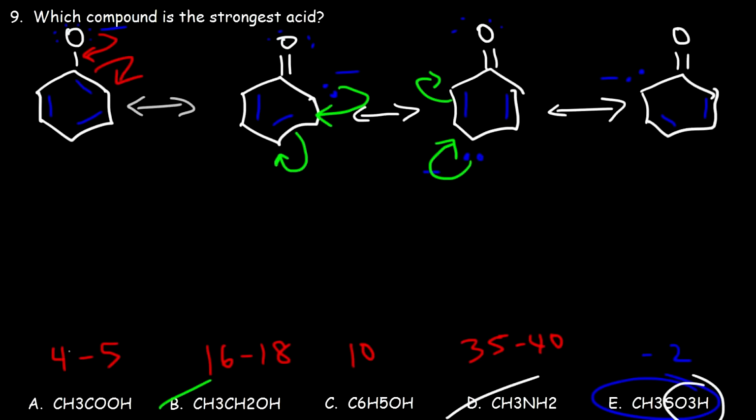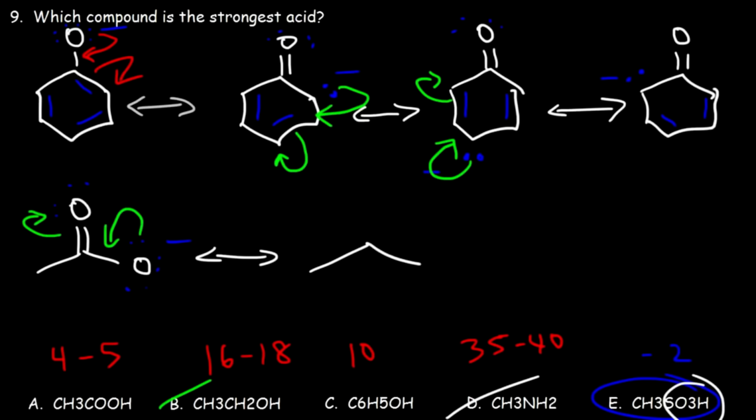Now let's draw the conjugate base of acetic acid, which is known as acetate. And let's draw the resonance form. To draw the conjugate base, all you need to do is take off the hydrogen. Now this negative charge can move to the other oxygen atom, giving us these 2 resonance forms.